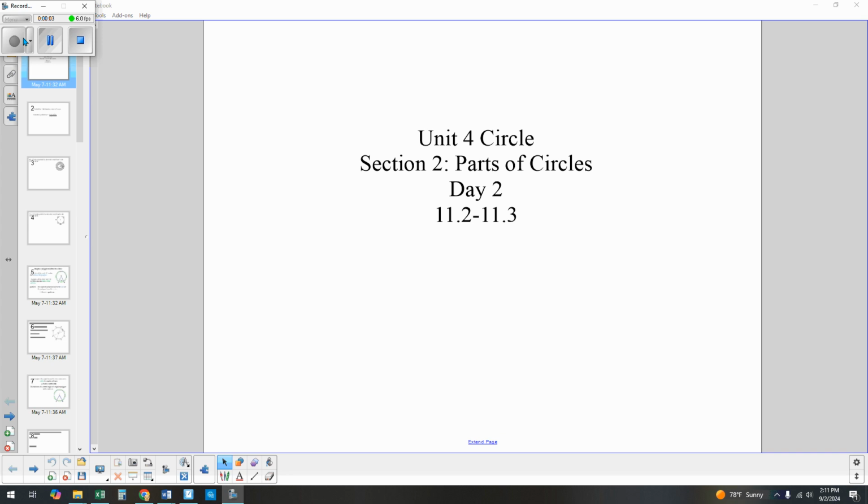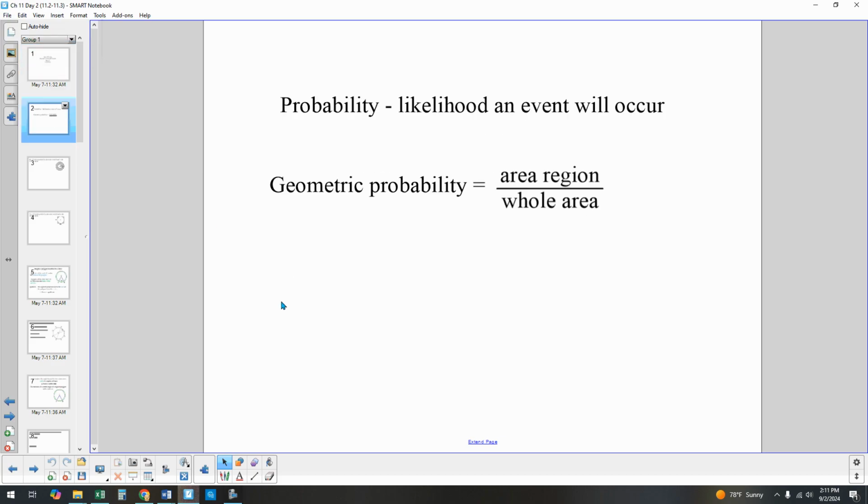This is continuing lesson 11.2 and also lesson 11.3. So probability is the likelihood that an event will occur. We're going to look at geometric probability. So the likelihood, the event that we're looking for, is to land in a specific region of an object. So the area of the region is what we're looking for to happen, and the whole area is all of the possibilities that it could have been. So we're looking for, is it going to hit this part out of the whole thing?